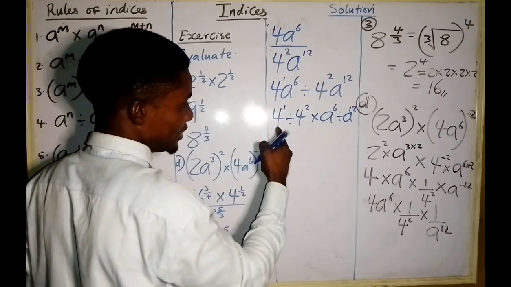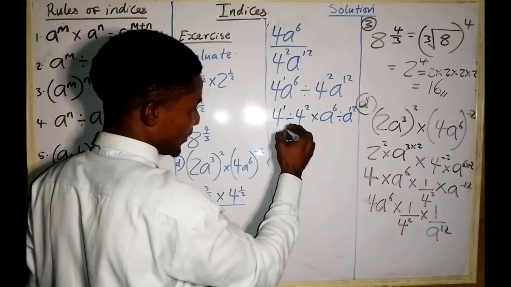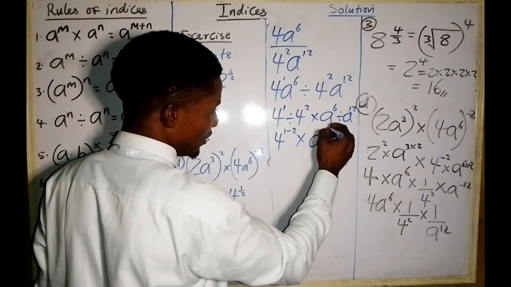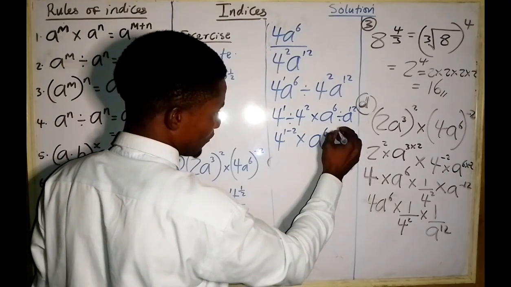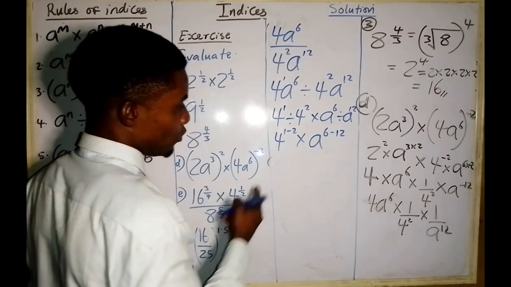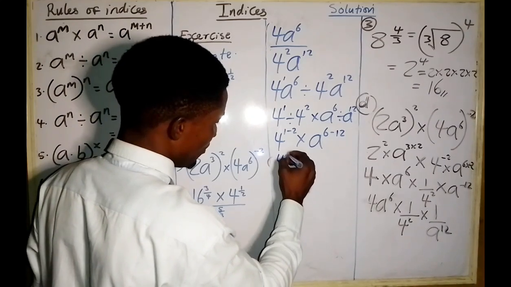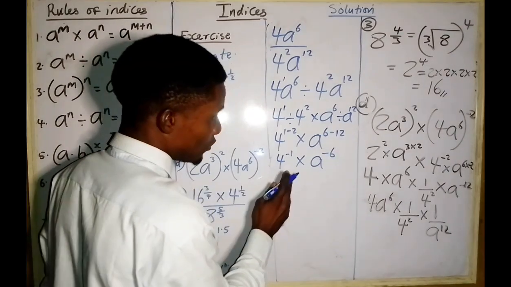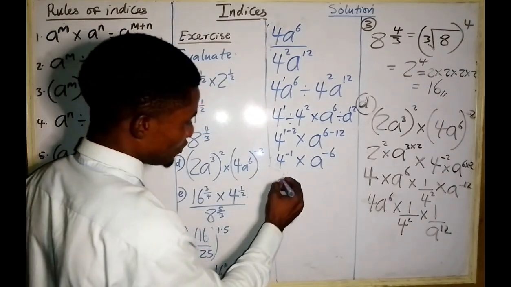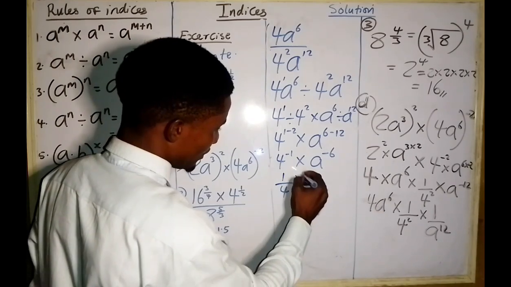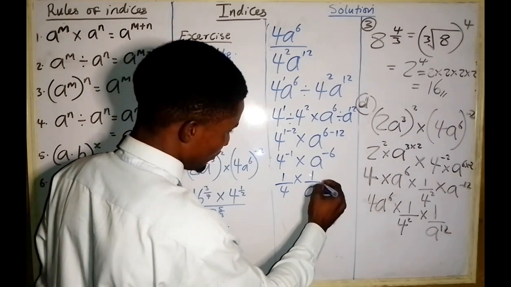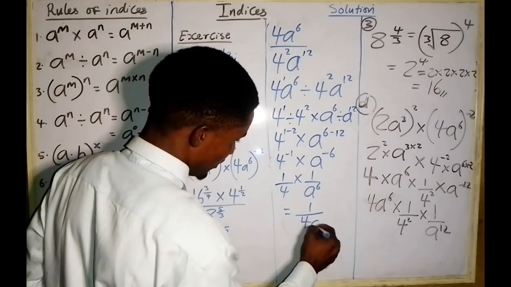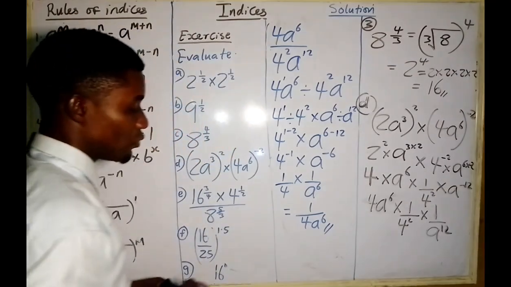Now, since the bases are the same, we're going to be having 4 raised to the power of 1 minus 2, times, the bases are the same here too, a raised to the power of 6 minus 12. So I can re-express this as 4 to the power of minus 1 times a to the power of minus 6. So I'm going to express this as the reciprocal of the negative index, which is going to be 1 over 4 times 1 over a raised to the power of 6. So my final answer is going to be 1 over 4a raised to the power of 6. So this is going to be our final answer.